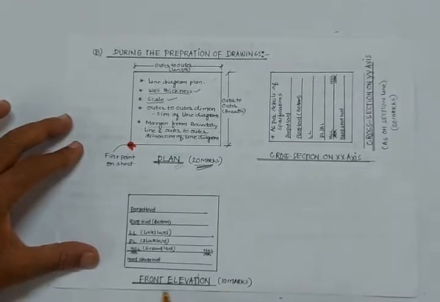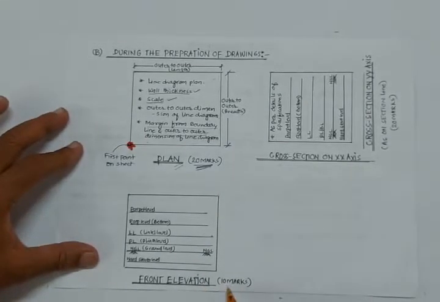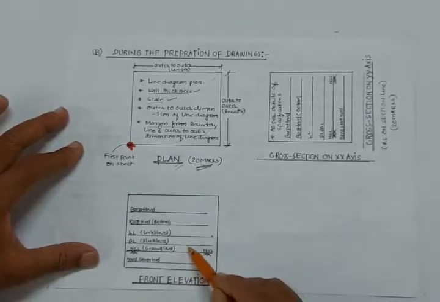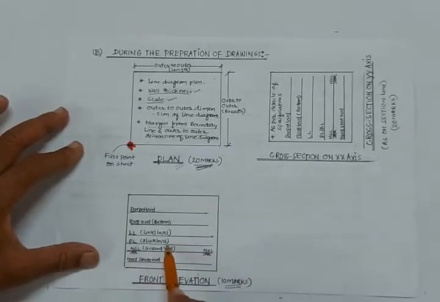Next one is the front elevation. This is in the examination for 10 marks. Here these are the levels. One is the hard stratum level, another is the natural ground level. Below the natural ground level, the hard stratum level or depth of the foundation is given. Above the natural ground level is called the plinth level. Next, above the plinth level is called the lintel level, which means up to the height of the doors.